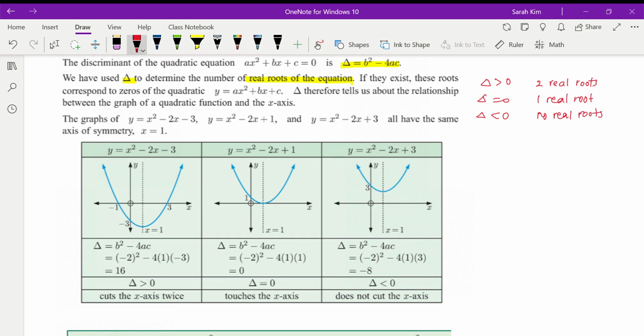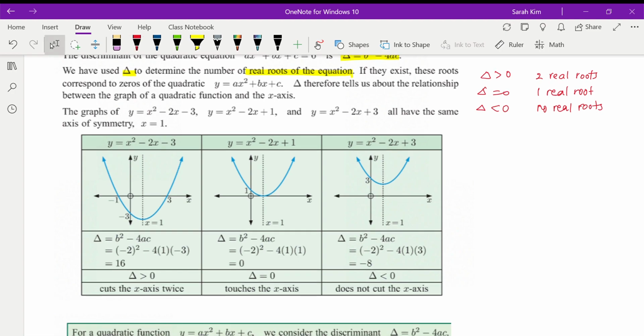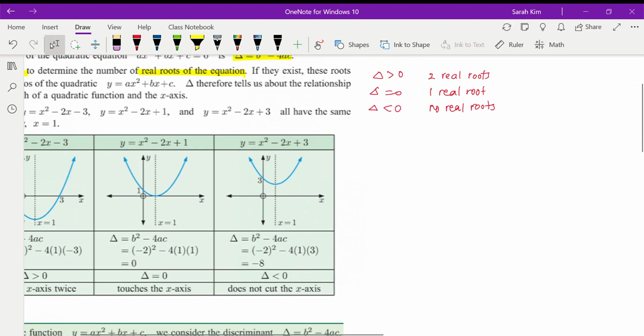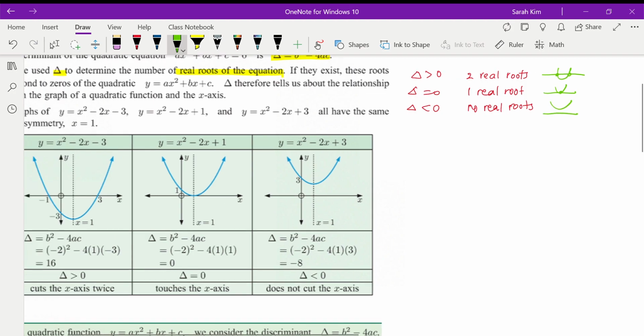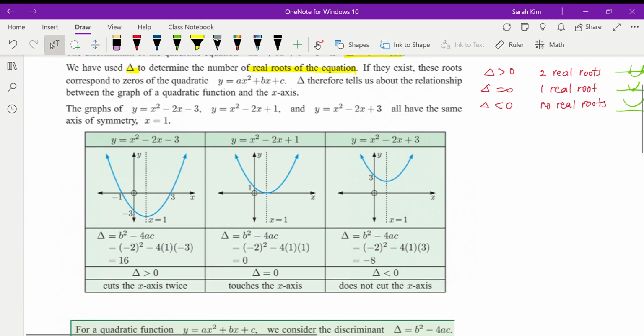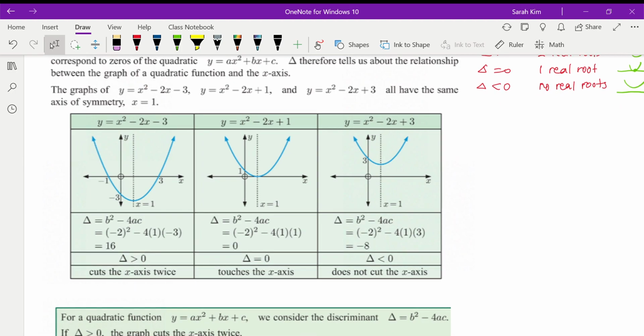If they exist, these roots correspond to zeros of the quadratic. The discriminant therefore tells us about the relationship between the graph of the quadratic function and the x-axis, because it's telling us how many times it cuts the x-axis. So for example, this is 2, this is 1, and this is, let's say, none. The axis of symmetry is x equals 1.